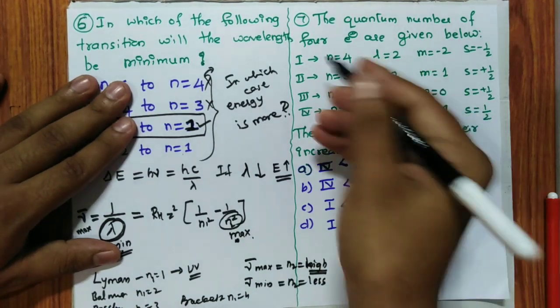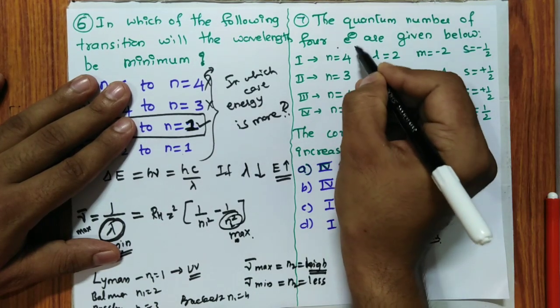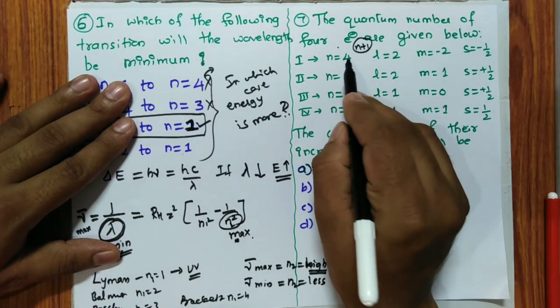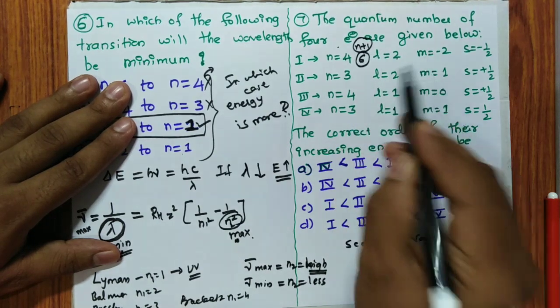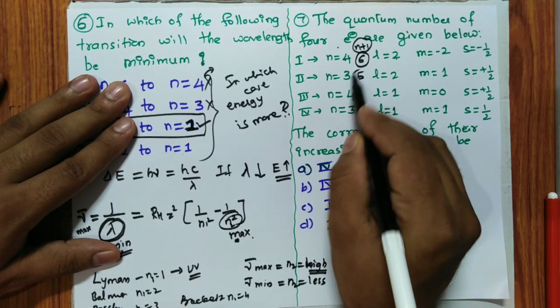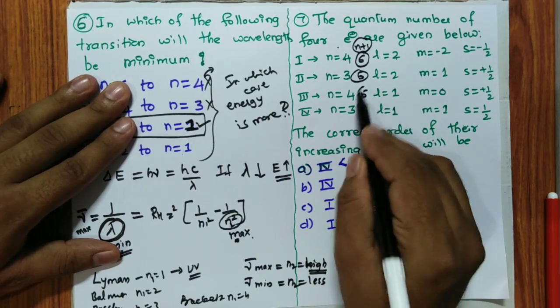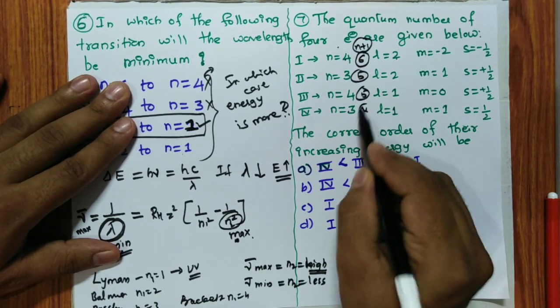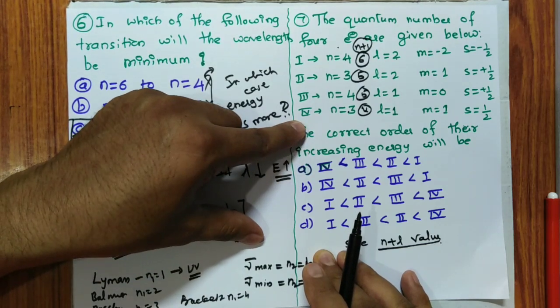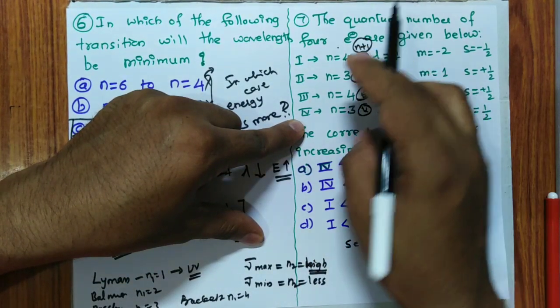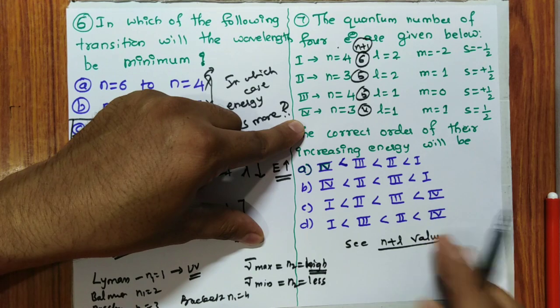So now you will see the N plus L value, I will write it here. 4 plus 2, what is the answer? So 6 here. 3 plus 2, that is 5 here. 4 plus 1, that is 5 here. 3 plus 1, that is 4 here. Which means maximum N plus L value means maximum energy. So the first one should have the maximum energy.